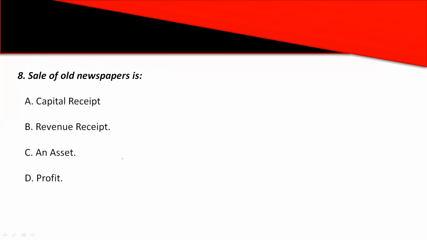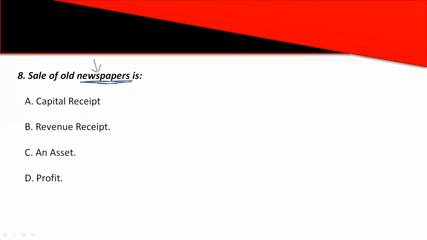Okay, then question number 8, sale of old newspaper. Now see, newspapers are something which we get regularly, right? We get newspapers on daily basis, we use them on daily basis. Once many newspapers are collected, definitely the NPO is going to sell them as scrap. Some amount will be generated from it, right? So they are asking us, is it a capital receipt, is it a revenue receipt, is it an asset or a profit? Definitely it's one of the receipts, right?